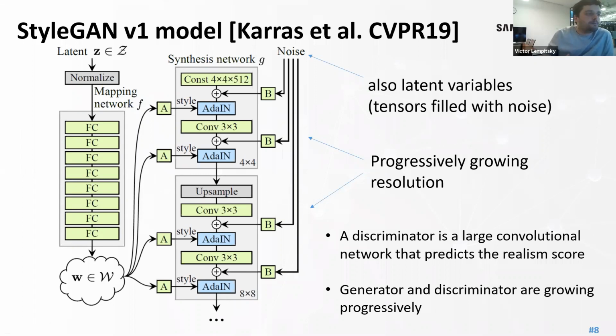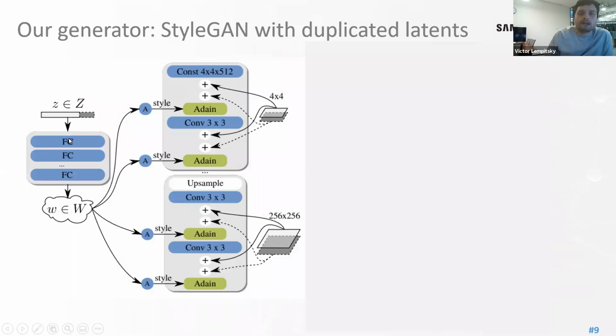Okay, so this is the idea behind StyleGAN. And this is how we extended this architecture. Essentially what we've done is we've duplicated the latent variables.